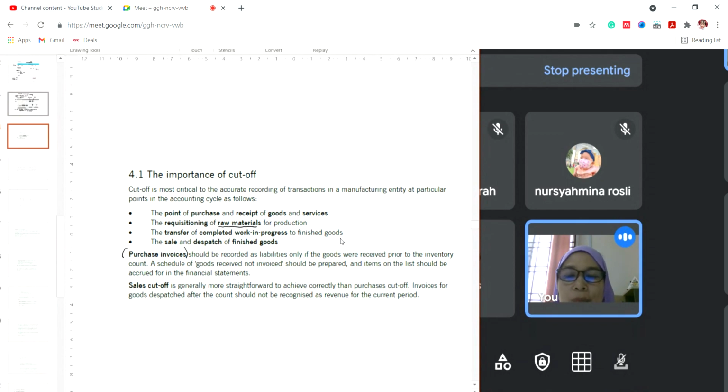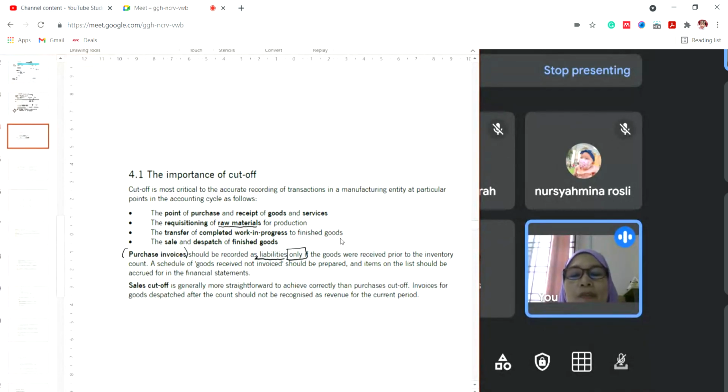Okay, this document is very important. When you perform your cut off, purchase invoices should be recorded as liabilities only if the goods were received prior to the inventory count. So it should be recorded as liabilities.